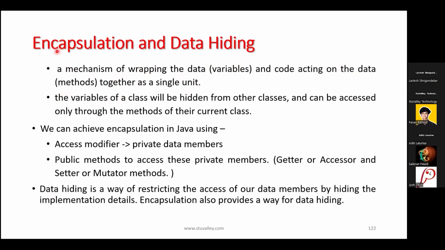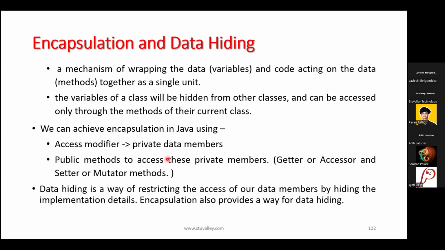The second example we have seen for encapsulation was a capsule, where we wrap up multiple medicines in a capsule. So the variables of the class will be hidden from other classes and can be accessed only through the methods of their current class. When we want to achieve encapsulation, we want to hide the data from the outside world, so we use the access modifier private for data members. We apply it to the variables so that your data will be hidden from other classes, that is, from the outside world.